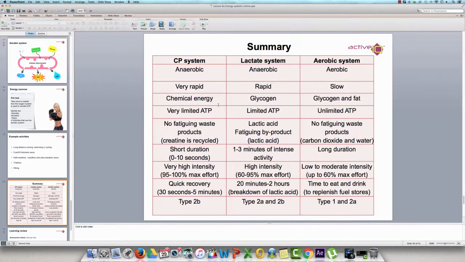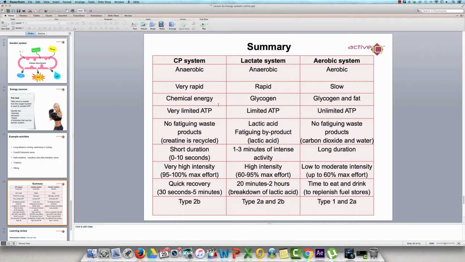The waste product that it creates is lactic acid, which is a product that starts to burn in our muscles and means that we can't exercise as much. It works in efforts of around 60 to 95% of our maximum intensity, and it can take 20 minutes to 2 hours to recover. You have to break down and get rid of all that lactic acid in your body.